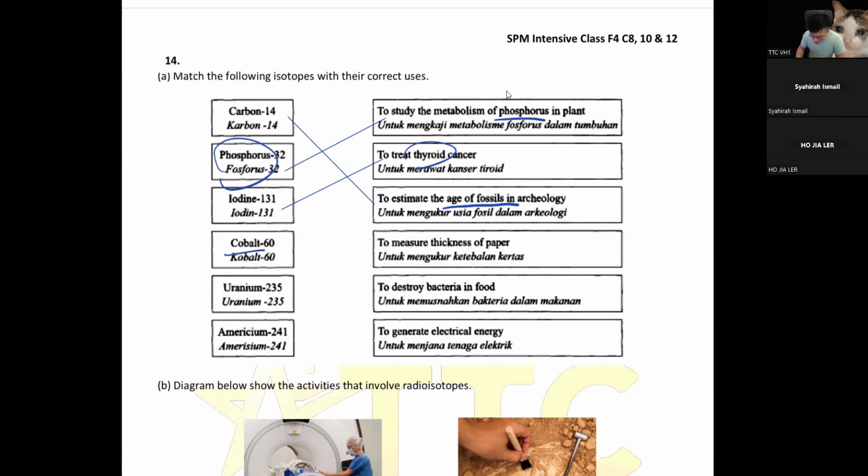Cobalt 60, this is to produce gamma, to kill bacteria, to kill cancer cell. Uranium 235 is to generate electrical energy, nuclear energy. This one not important. Americium 241 is to measure thickness of paper, not important. These 5 are the important ones. Like I said just now, the ones I circled for you, those are what you need to know. It's almost everything, but some of it is not important.